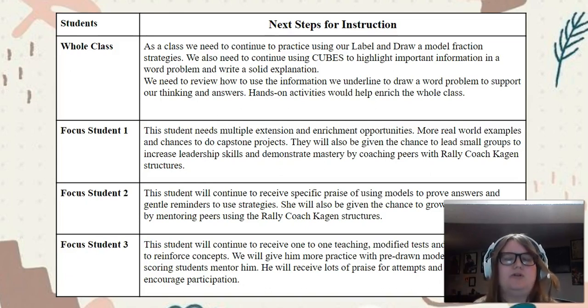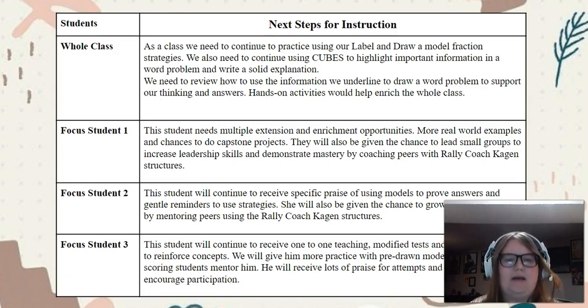We're going to circle those important numbers and we're going to highlight those questions. And then I'm going to also be adding in more hands-on activities during CTBA review days to go over fractions, especially the equal to and less thans and comparisons. For focus student number 1, he's going to be able to complete a capstone project on fractions.